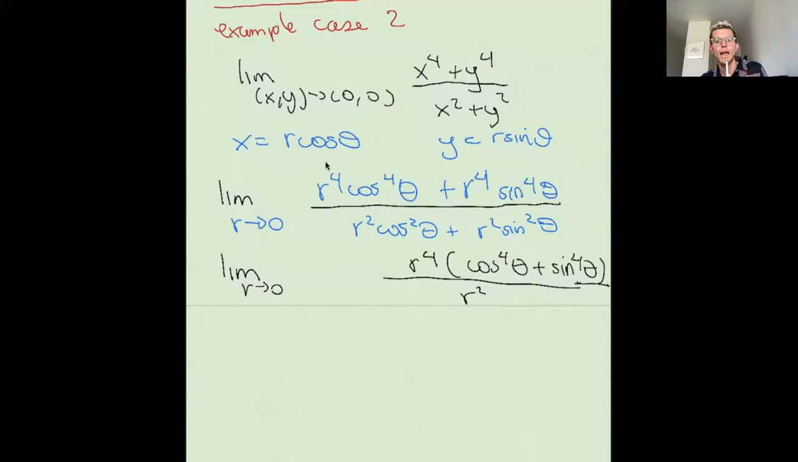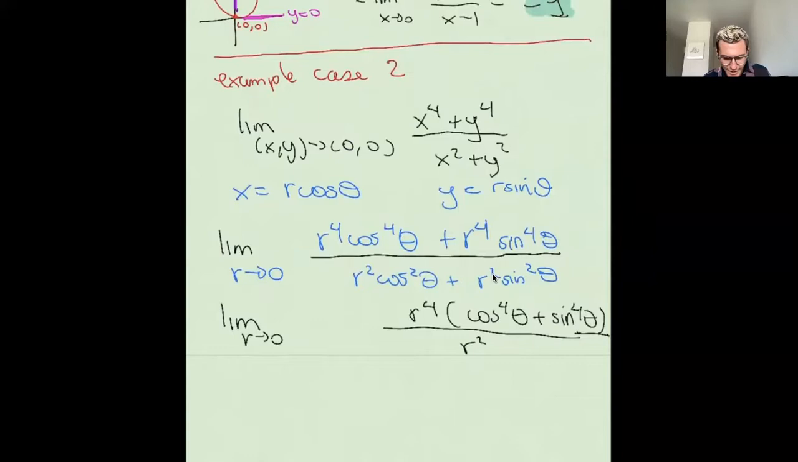Now, the identity is that cosine squared plus sine squared equals one. Cosine to the four plus sine to the four is actually not anything obvious. There's no identity for what that is. It's interesting that you cannot really do the same. There's no analog of that identity if you have the power four of cosine and sine, is that okay?